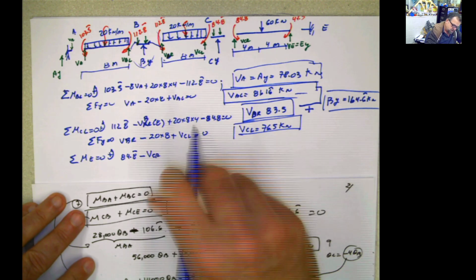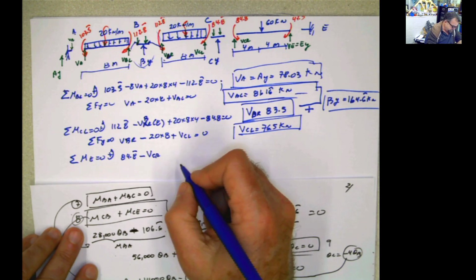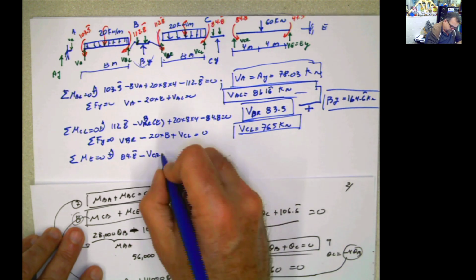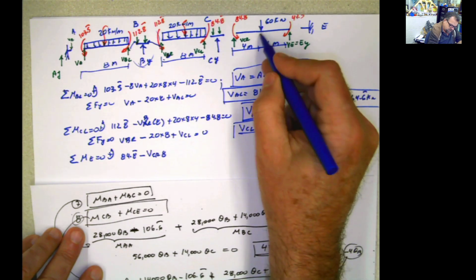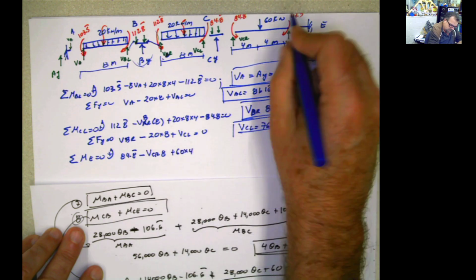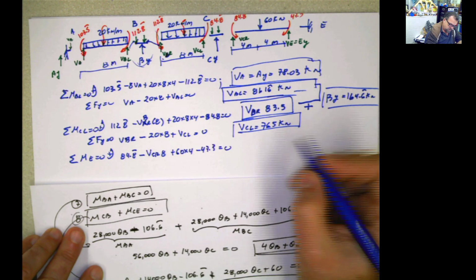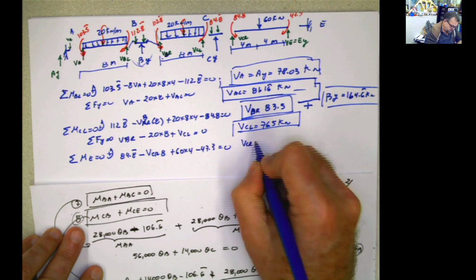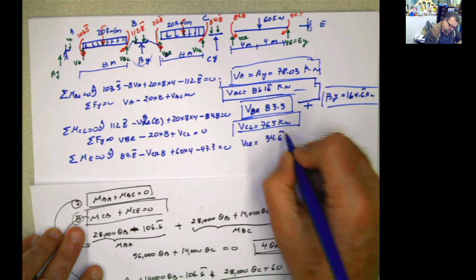VCR times 8 plus 60 times 4 minus 47.5 equals 0. VCR equals 34.6 kilonewton.